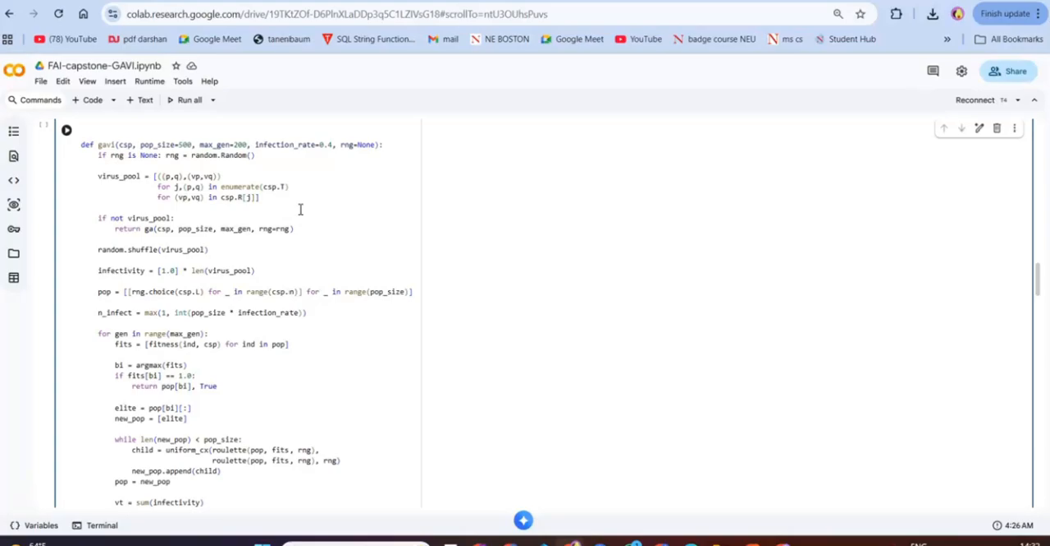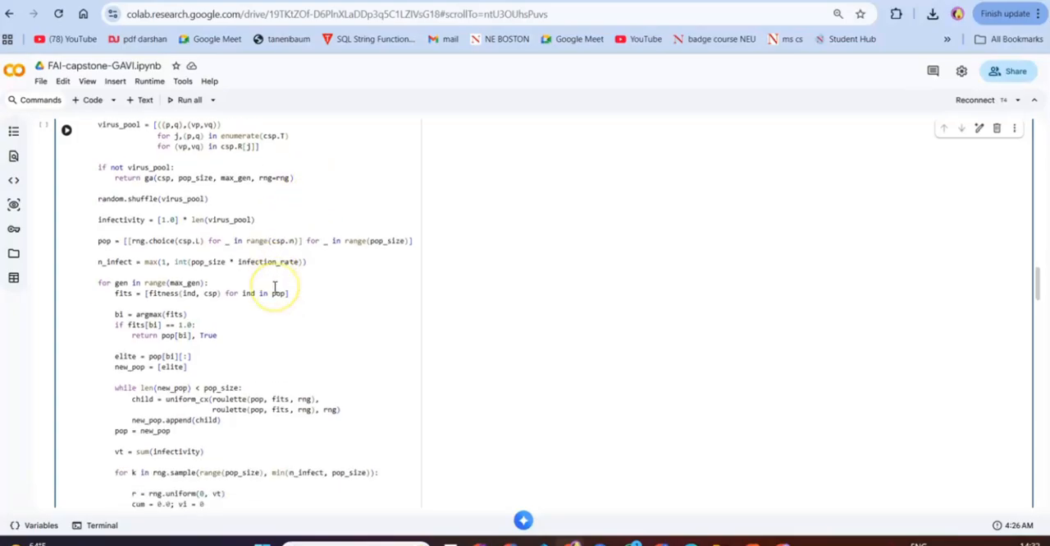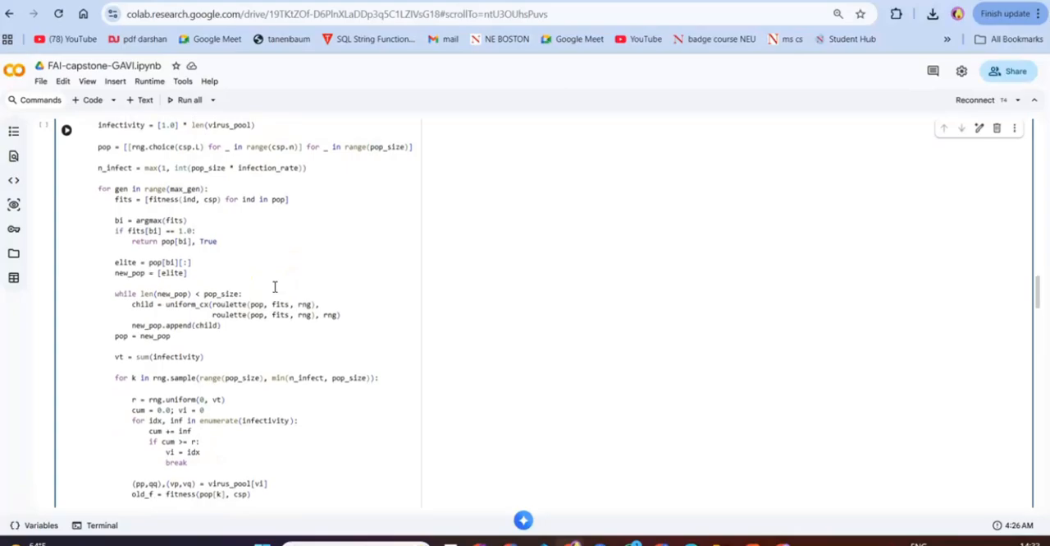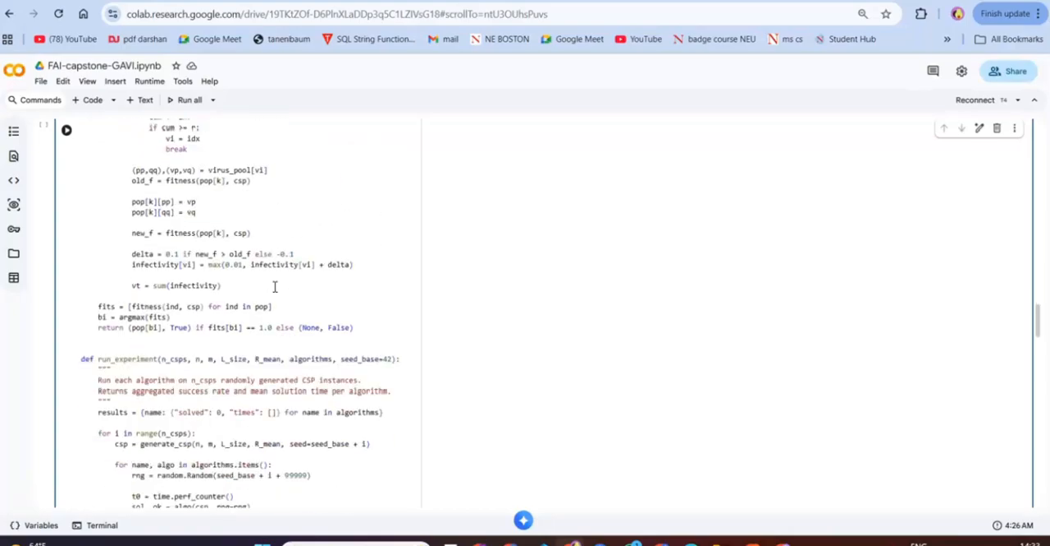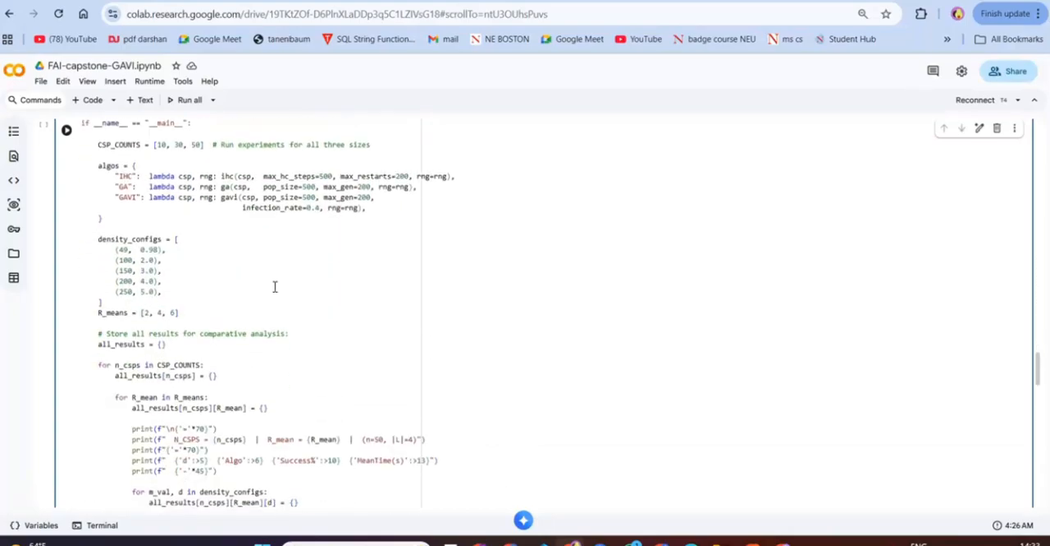Inside the generation loop, after crossover, I pick a fraction of offspring equal to the infection rate, 40% in my runs. For each, I sample a virus proportional to its infectivity that overrides the two loci, recomputes the fitness, and updates the infectivity by plus or minus 0.1 depending on whether the fitness improved or not. Now, fitness-guided infection is doing the directed work that mutation was doing in the GA, just much better.